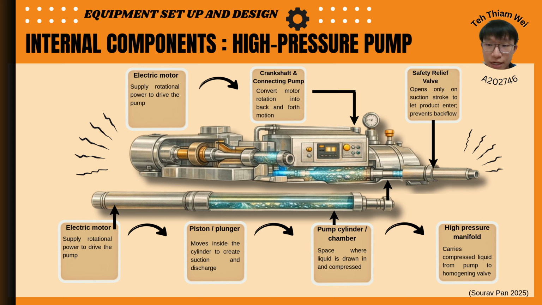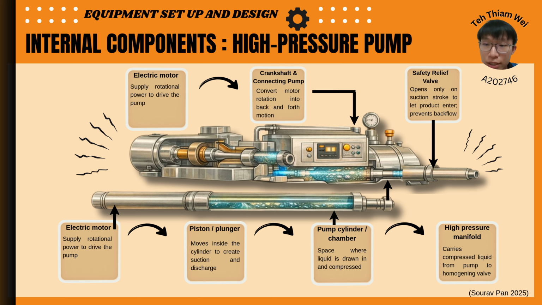One of the components is the high-pressure pump. It has some components too that play their roles in the functioning of the pump. Firstly, electric motors supply rotational power to drive the pump. The motion triggers the piston to move inside the cylinder to create suction and discharge.